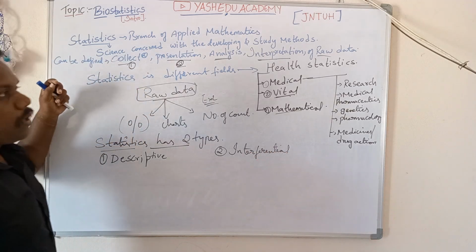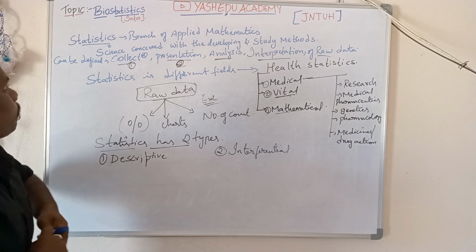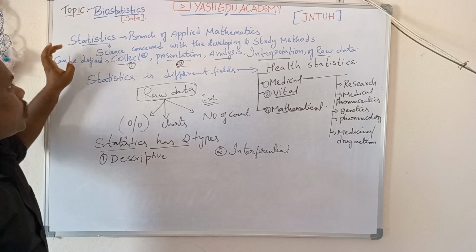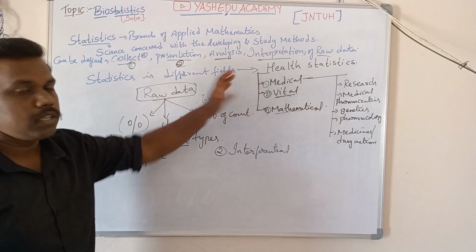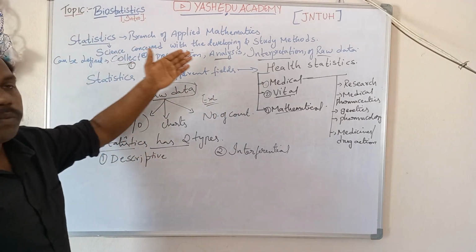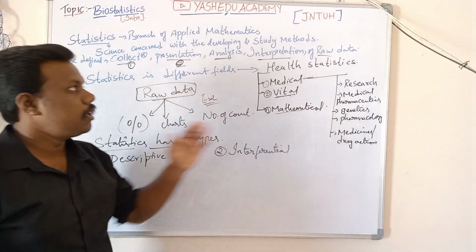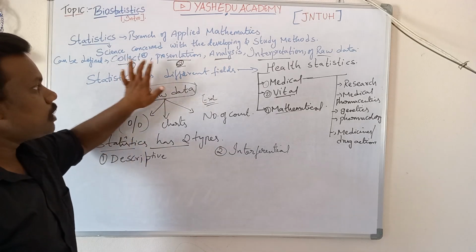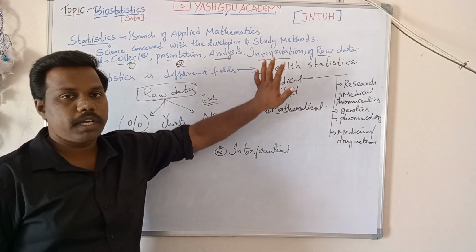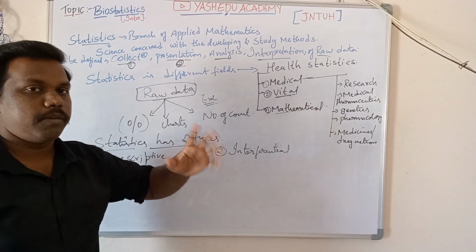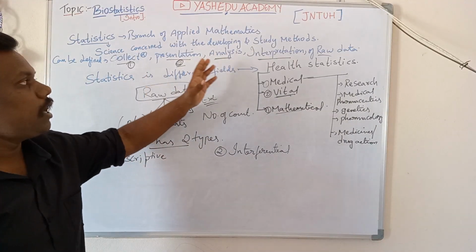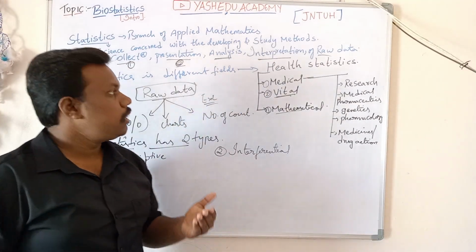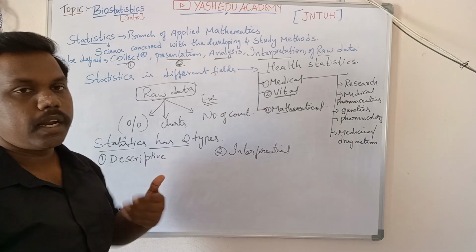Let me come again. Statistics is a branch of applied mathematics concerned with developing and studying methods. It can be simply defined as the collection, presentation, analysis and interpretation of raw data: collecting the information first, then presentation and analysis, and then interpretation, which means the way of explanation in a different way based on the raw data analysis.